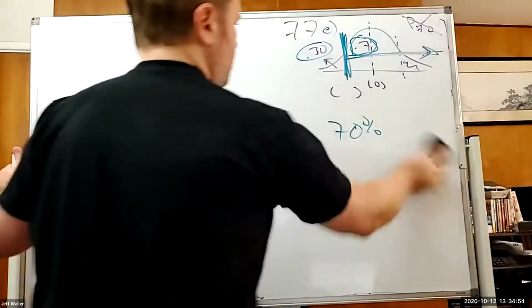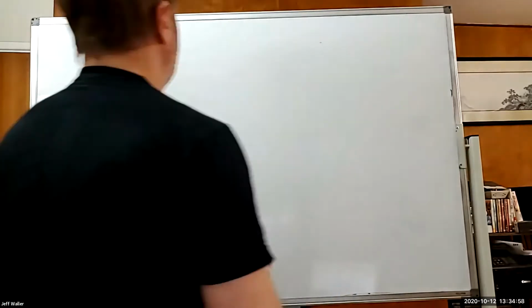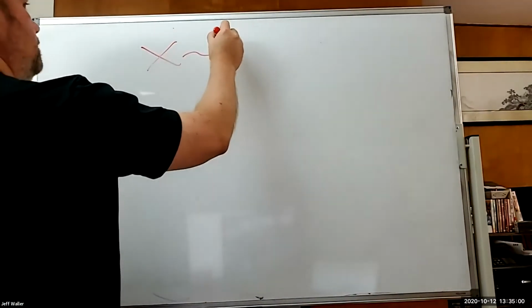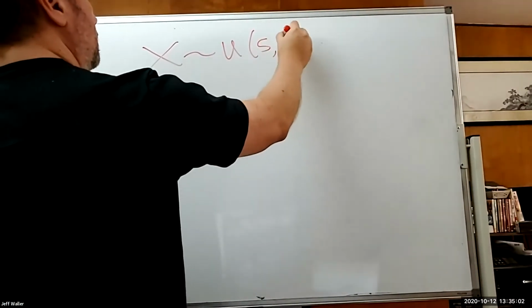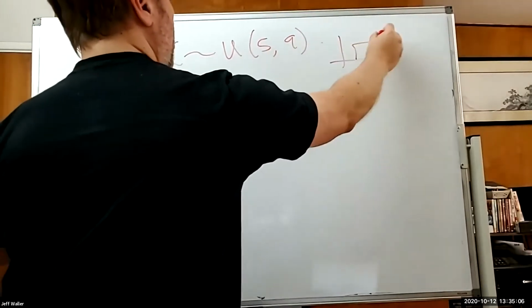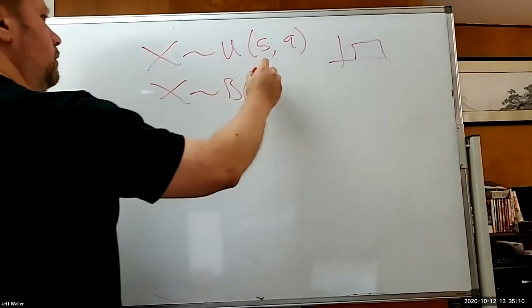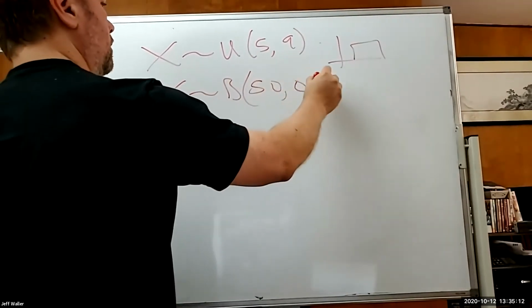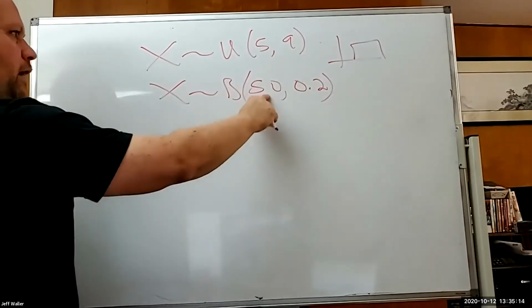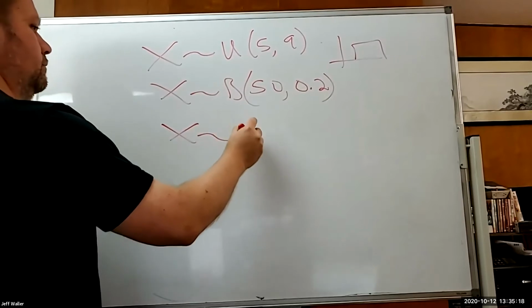It's just this idea that we've been looking at. So I know if they say something like this, that is a uniform curve that goes from 5 to 9. I know how to draw it. If they say this, that's a binomial, n is 50 and p is 0.2. And if they say this, get out of there.